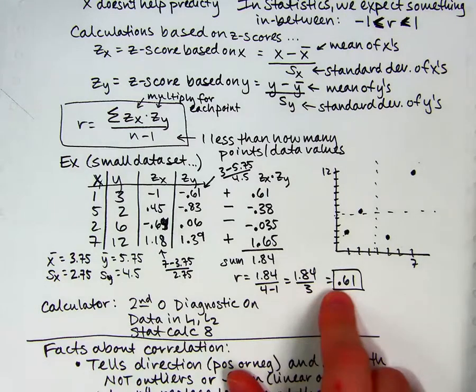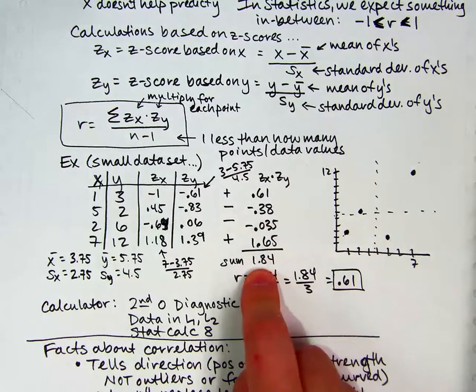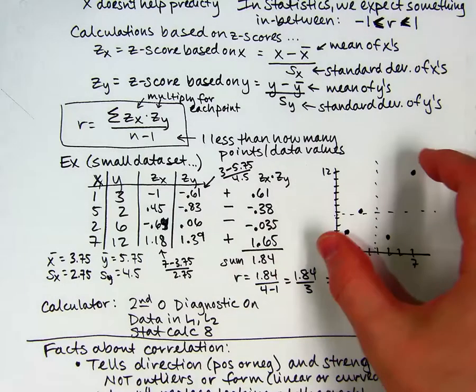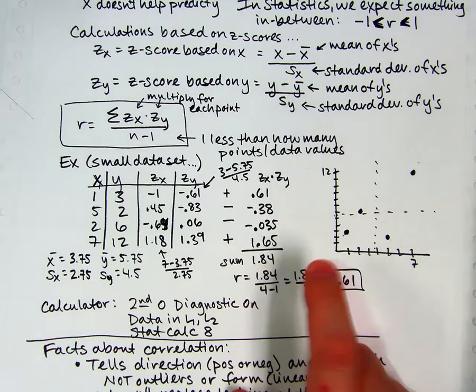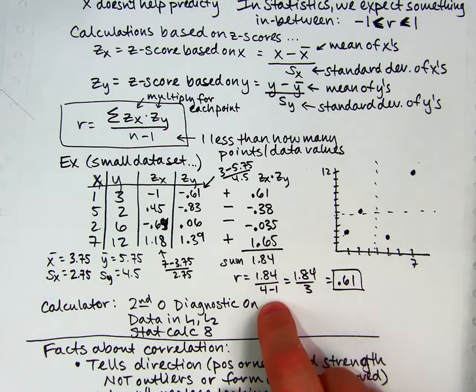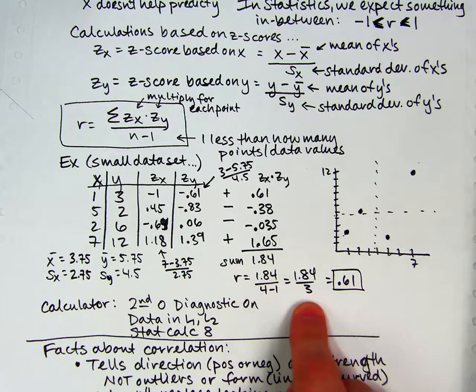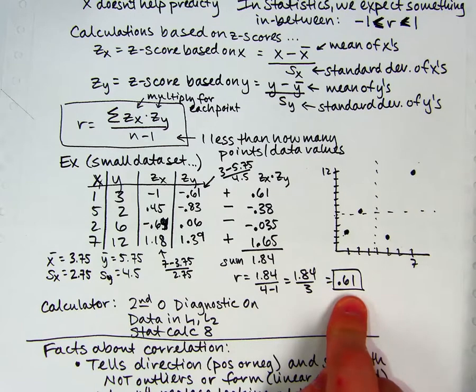So anyway, when you add all this together, you end up with a positive sum. And the reason is that these have more weight because they're further out. And these have less weight, and that's what's giving it the positive trend overall. So 1.84 added up. That's what I got, and I divided it by n minus 1, which in this case is 4 minus 1, which is 3, and I got my correlation, which is 0.61.